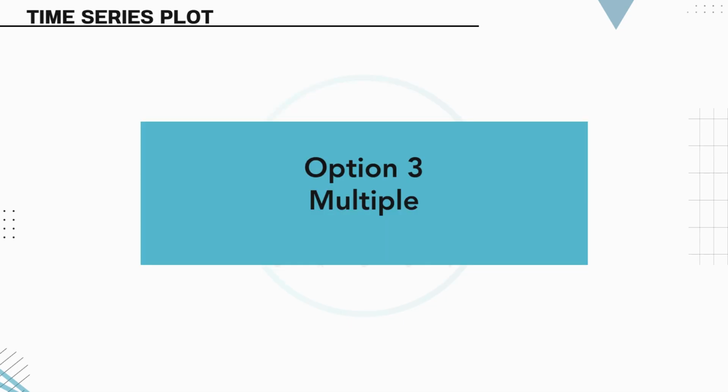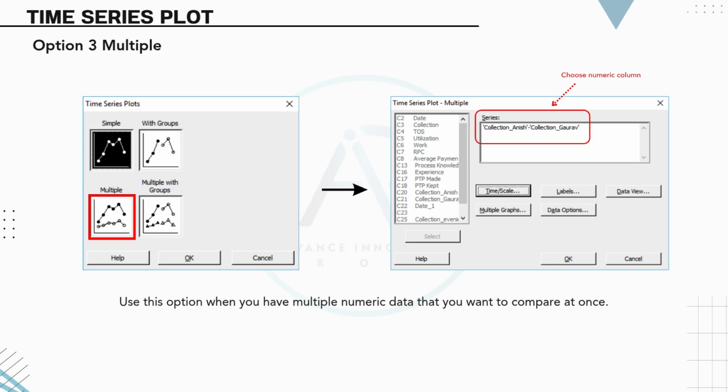Option 3, multiple. This slide introduces option 3, multiple, which is used when we want to compare multiple numeric data series over the same time frame. As shown on the left-hand window, we begin by selecting the multiple plot option. This allows us to plot more than one variable on the same time axis, making it easier to visualize and compare trends. On the right-hand side, in the Series field, we enter the numeric columns we want to compare.